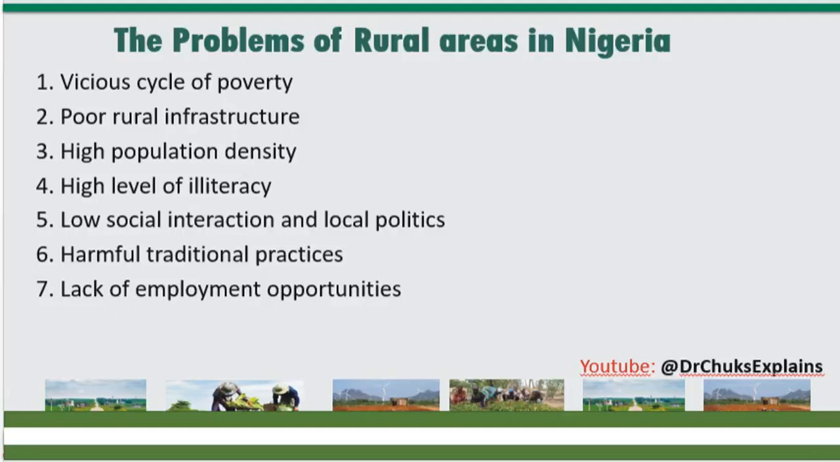Three, high population density. You have an average family giving birth to 8, 9, 10, 12, 13, 15, some even more. Another problem of rural areas is high level of illiteracy. A lot of people can't read or write, and those that can read are barely literate enough to understand great intellectual things. We also have low social interaction and low politics. So you find out that in such rural areas, their participation in politics is really, really low.